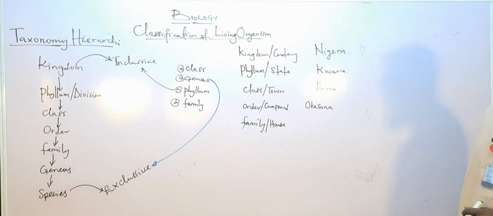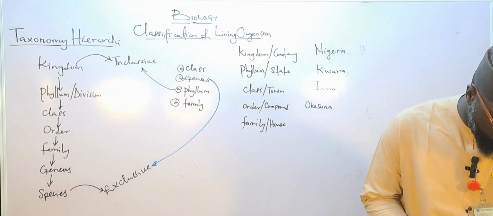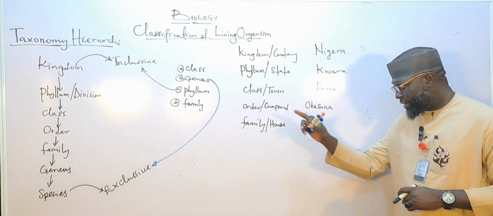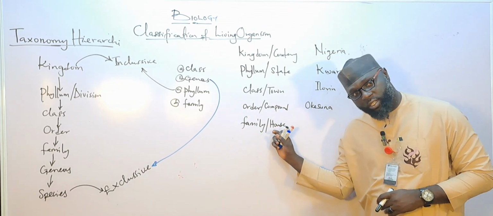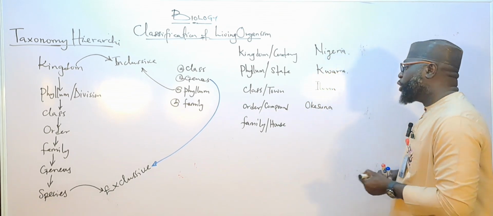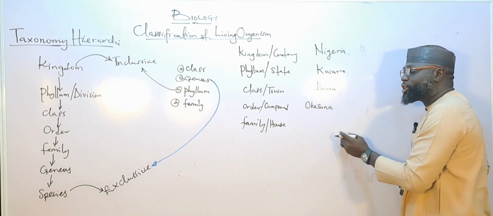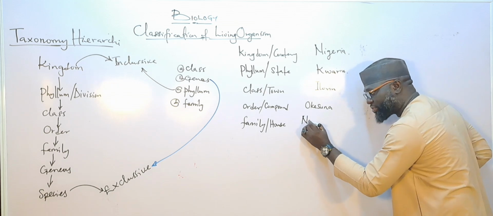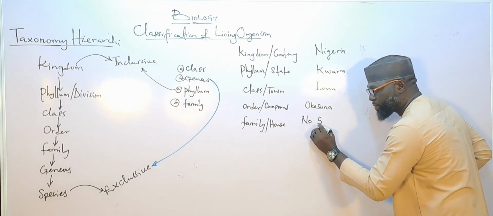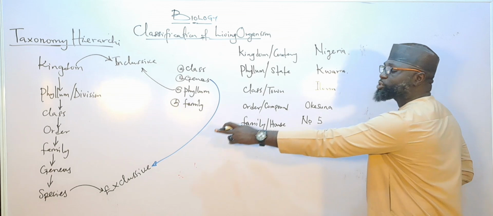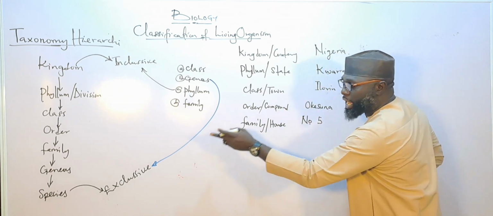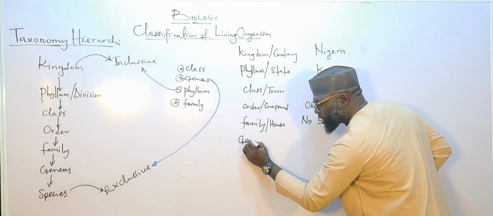What's here? Family is house number. So when we get to the word okesuna, just ask for what? Number 5. And the next one is what? Is genius.